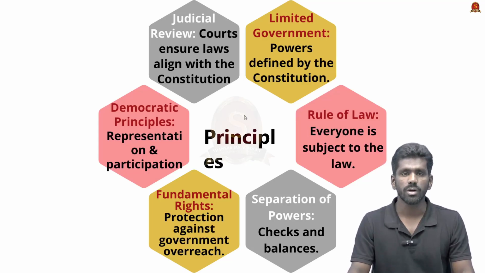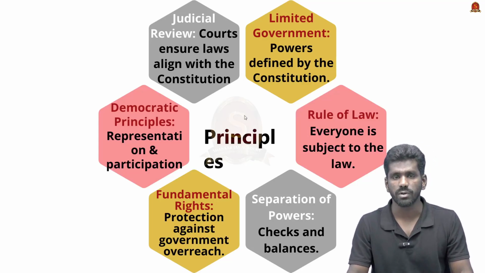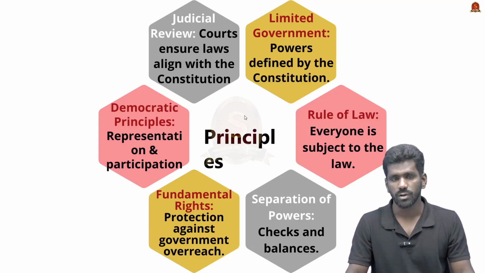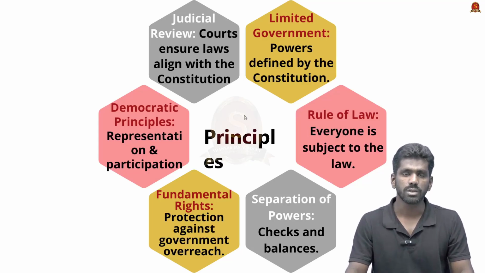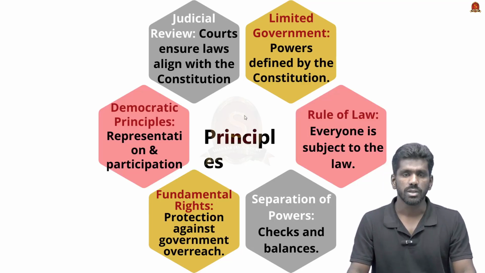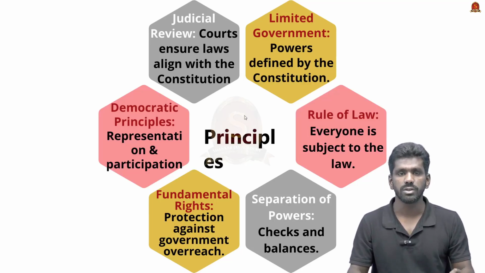Another important component of constitutional government is separation of powers. Then protection of fundamental rights. The constitutional government also follows democratic principles and it has judicial review. The courts have the power to interpret and review the laws to ensure they follow the constitution. So these are the important components of a constitutional government.